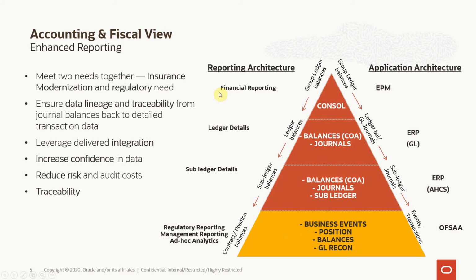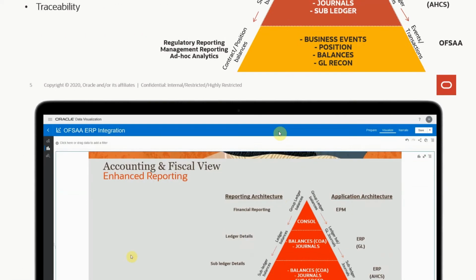With this architecture, you will be capable of meeting two needs mainly: insurance modernization and regulatory requirements. We will ensure data lineage and traceability from the journal balances back to the detailed transaction data, and you will leverage an integrated platform in order to do that. We will increase confidence in your data. You will be able to reduce risk and audit costs. And of course, you will have full traceability.